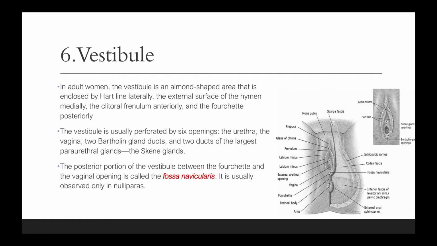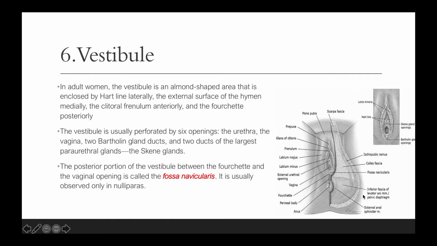In adult women, the vestibule is almond-shaped, enclosed by the Hart line laterally. So as I've said, the Hart line is around this part here. And the external surface of the hymen medially, the clitoral frenulum anteriorly, and the fourchette posteriorly. The vestibule is usually perforated by 6 openings. So we have the urethra, the vagina, the 2 Bartholin's gland ducts, and the 2 ducts of the largest paraurethral glands, which are the Skene glands. The Skene gland is this one. So it's very near the urethra.